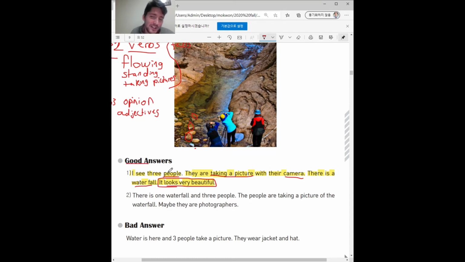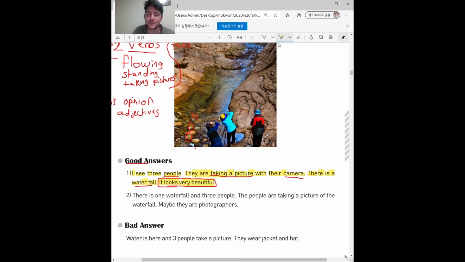This is a good answer, but actually, I think it's a little too short, right? We need 30 seconds. But this is a good start, right? We have our 3 steps. We have nouns, people, camera. We have verbs, taking a picture. And we have opinion, looks beautiful.